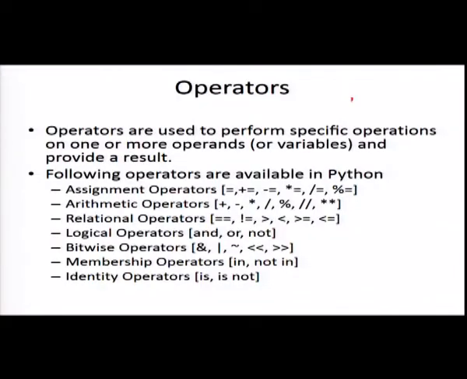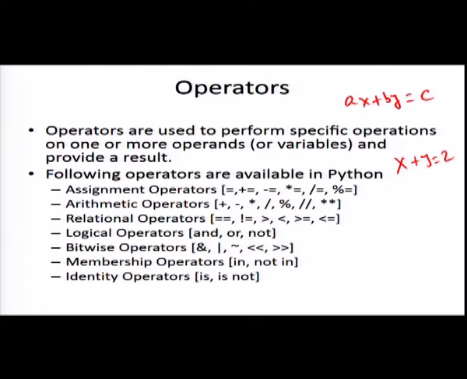Now let us see what is an operator. Operators are used to perform specific operations on one or more operands or variables, and they provide a result. My dear viewers, what is an operator? What is an operand? Here it is. When you are going to say ax plus by equal to c, or in simple x plus y equal to 2.